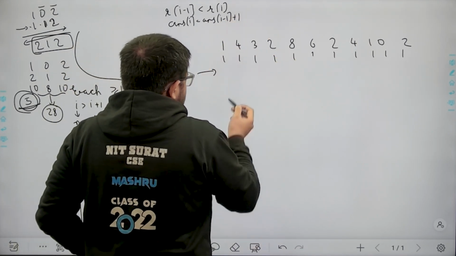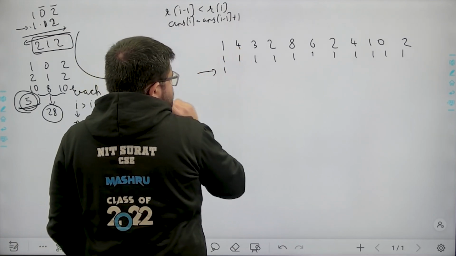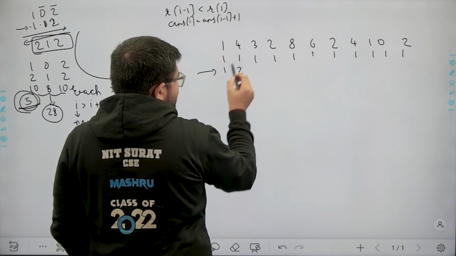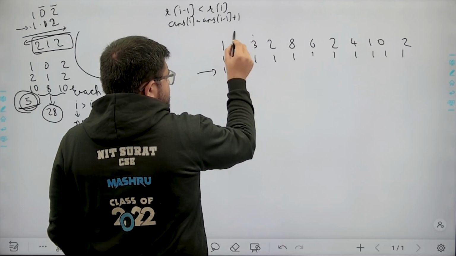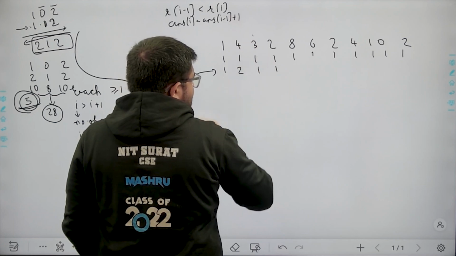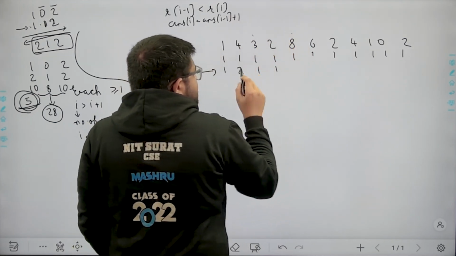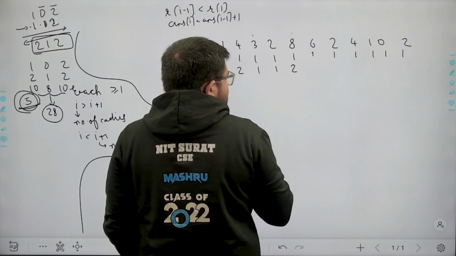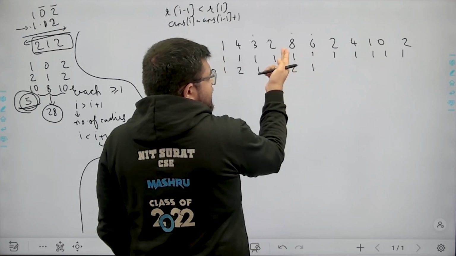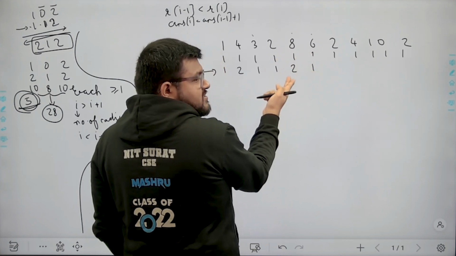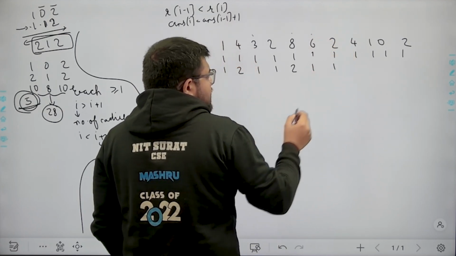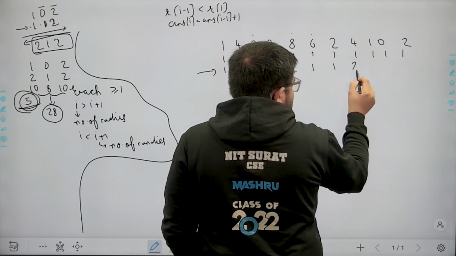Okay, for example. Now there is no left child of 1, so this will remain 1 only. Now for 4, 1 is the left child which has less rating, so I will increment the number of candies. For 3, the left child is 4, its rating is higher, so I will not do anything. For 2, the left child is 3, its rating is higher, so I will not do anything. For 8, the left child is 2, its rating is lower, so I'll increment the number of candies. For 6, the left child is 8, rating is higher, so I'll not do anything, because if the rating is higher, my number of candies should be less than this only, right? So I will not increment it. For 2, the left child is 6, so I'll not increment the candies. For 4, the left child is 2, so I'll increment the number of candies.